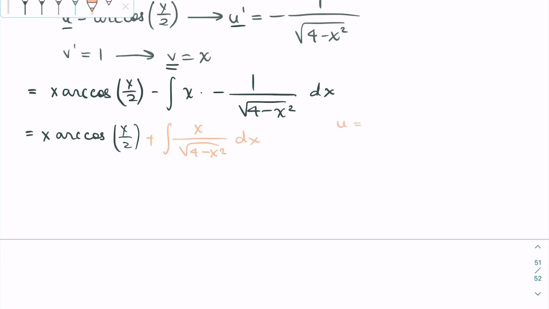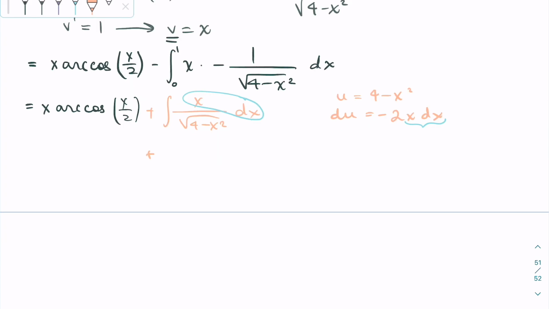We can do this with a u substitution. We can substitute what is inside of the square root, so u equals 4 minus x squared, then find the derivative of this u, and that would be minus 2x dx. And if we notice, x dx is already found in the integral, so we can substitute this for du. And remember, do not forget the minus 2, so we have to multiply by minus 1/2 in order to maintain the value of this integral.